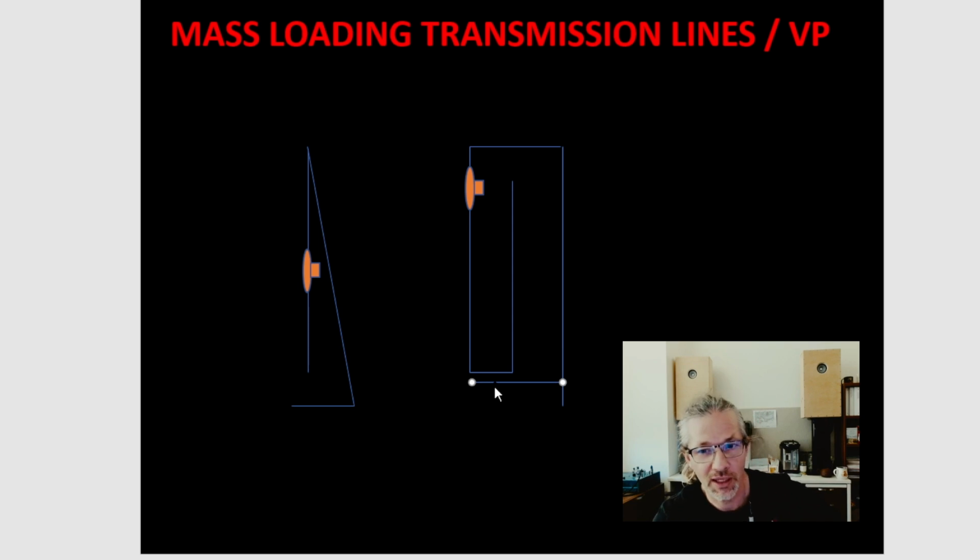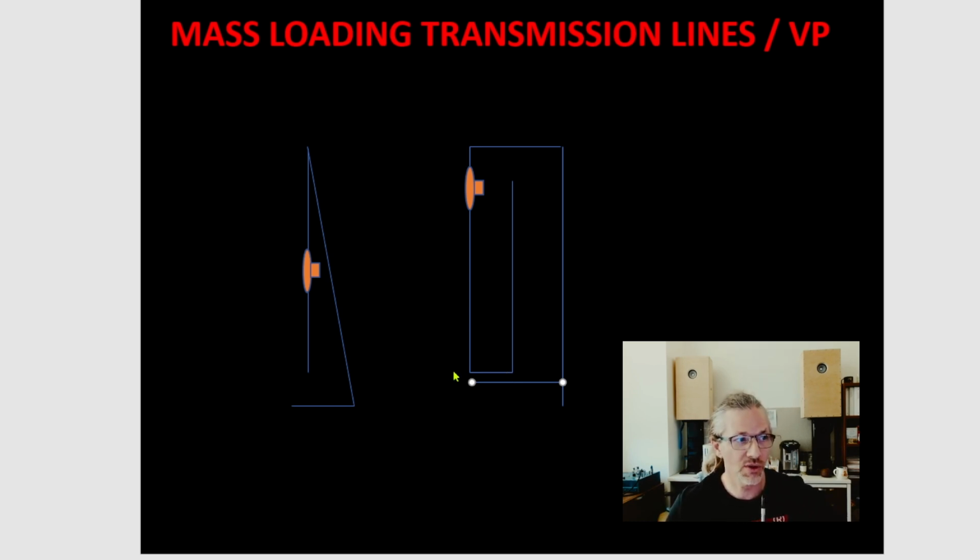However, I have to add that it depends a lot on how you mass load it and how you design it, because you can make this mass loading so narrow as to have this exit act as a port. So then basically you are putting a port on your transmission line, and that's the most extreme of mass loading your pipe.